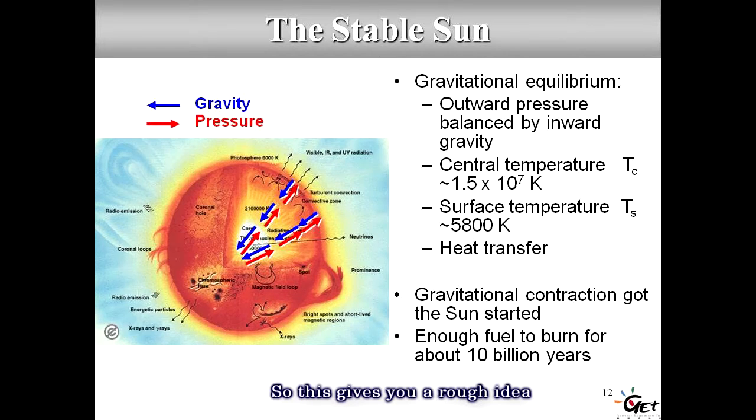So this gives you a rough idea of how long the sun will live. At some point the sun won't have hydrogen anymore, so it won't be able to balance gravity anymore. So something will happen to the sun after 10 billion years because the central engine will stop. There's no fuel in it anymore. So 10 billion years, this is the ticking clock. I told you that the sun is 5 billion years old. So in 5 billion years from now, our sun will stop and something will happen.